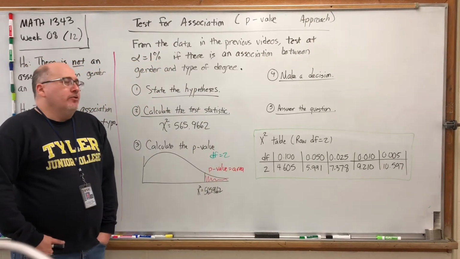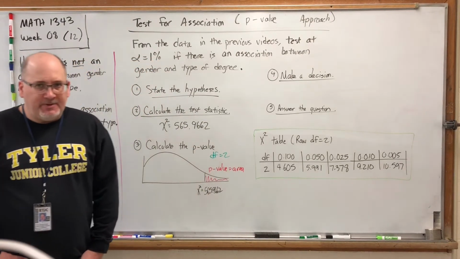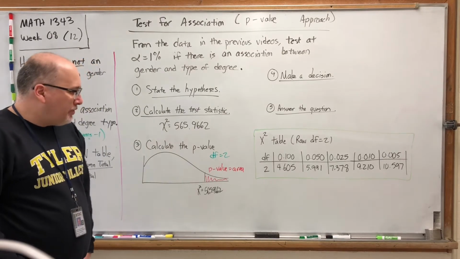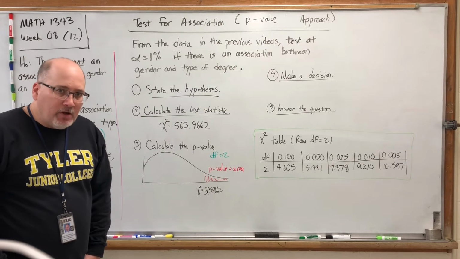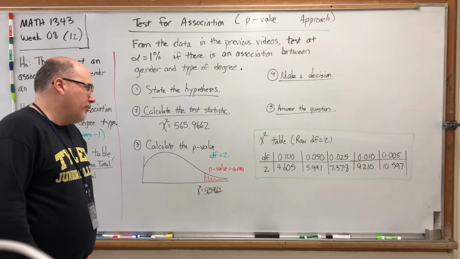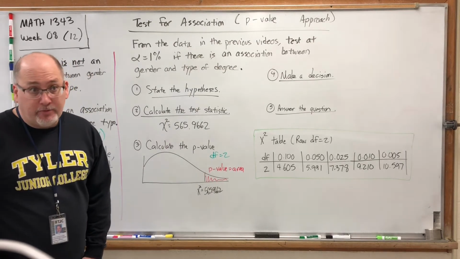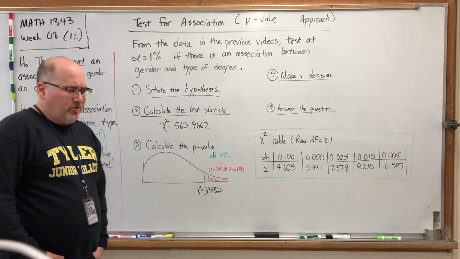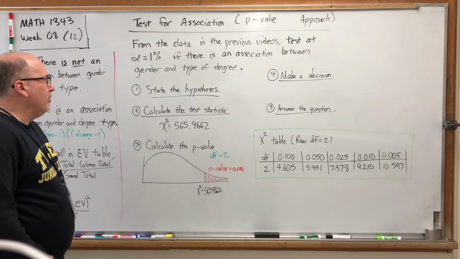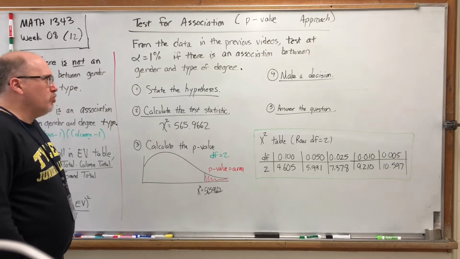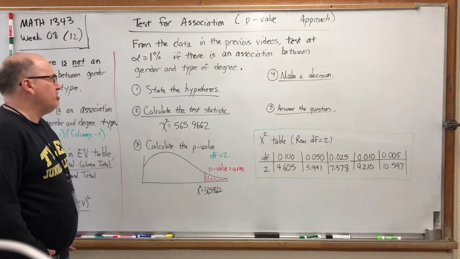Again, the p-value approach is just a different way of doing hypothesis tests. I like to teach both because depending upon what your future studies entail, you may encounter the critical value approach or you may encounter the p-value approach. Both should give the same results though. We're still testing at alpha equals 1% if there is an association between gender and type of degree.